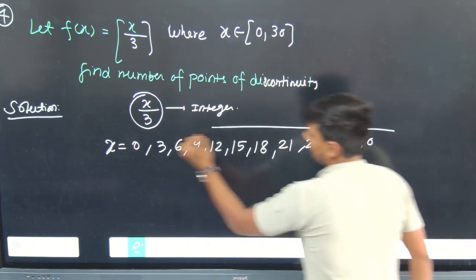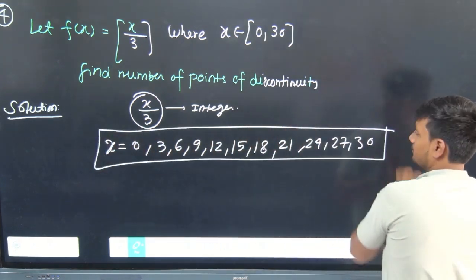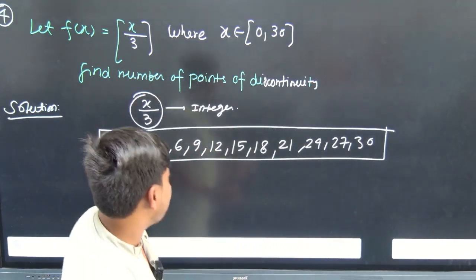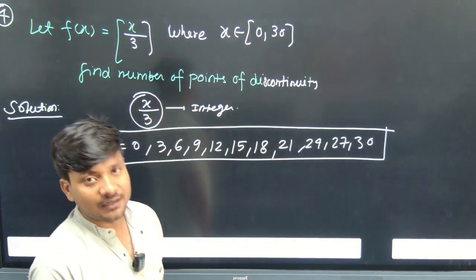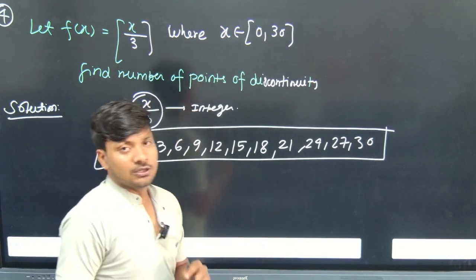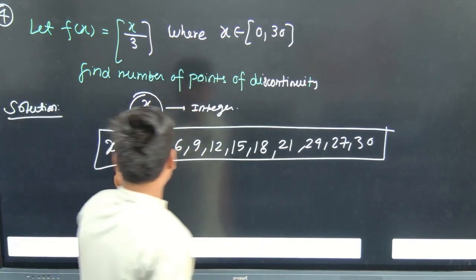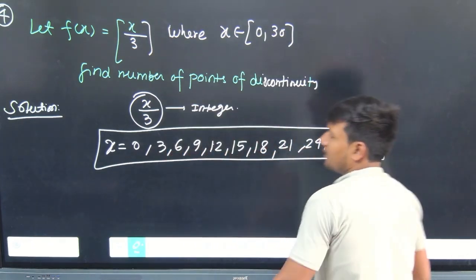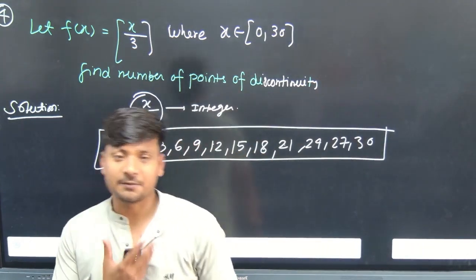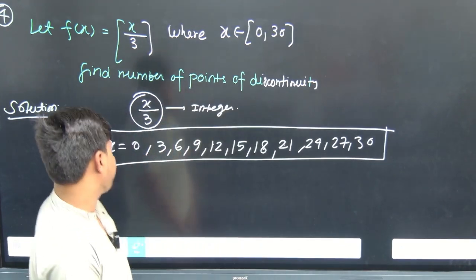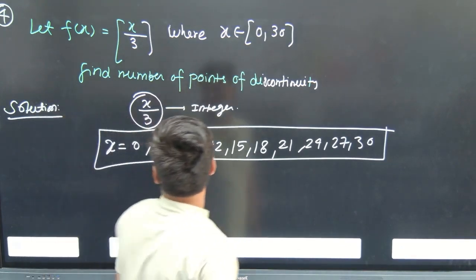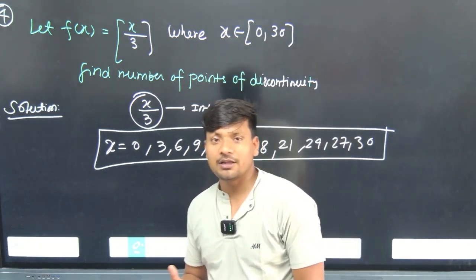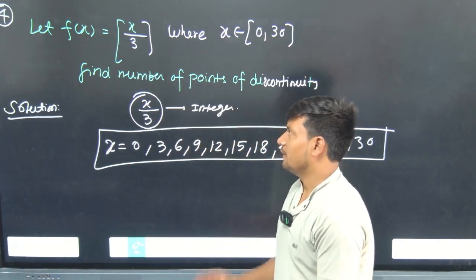So at these points you can see that x by 3 is always an integer. That means these are the points of discontinuity of this function. So we can count the points: 1, 2, 3, 4, 5, 6, 7, 8, 9, 10, 11. At 11 points, we can see that this function is discontinuous. Okay. So now we will see a trigonometric example where we will discuss the discontinuity and continuity of a trigonometric function within the greatest integer.